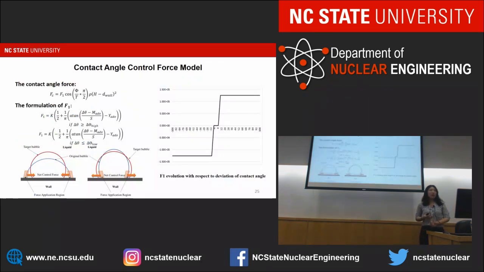And if we decide to apply a contact angle force, this is how we calculate it. It's determined by this delta theta, which is the difference between the target contact angle and the current contact angle. And this is how this force is going to be applied at the interface. If the difference is smaller than the tolerance, then there's no force applied. And if it's larger than the tolerance, we'll apply a force according to the difference between these two.